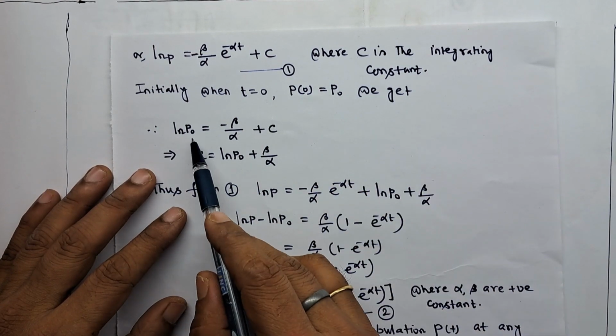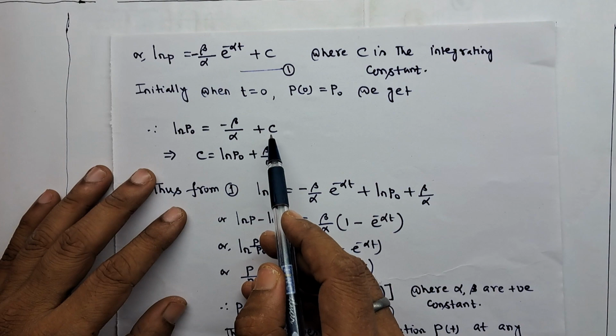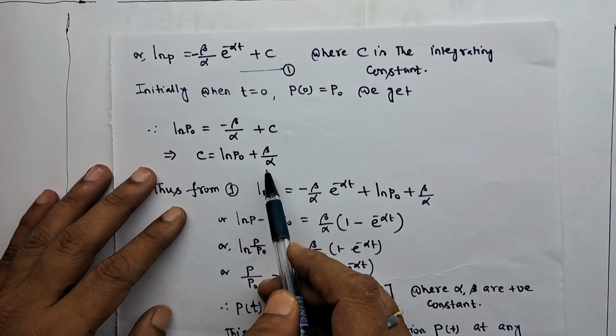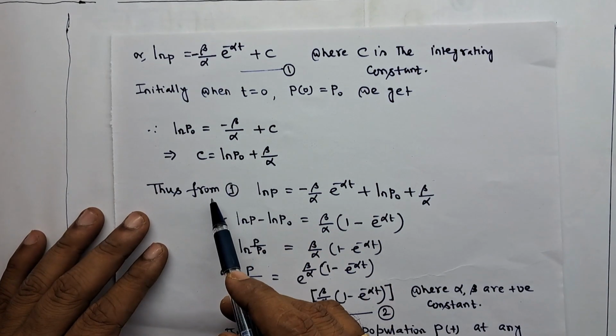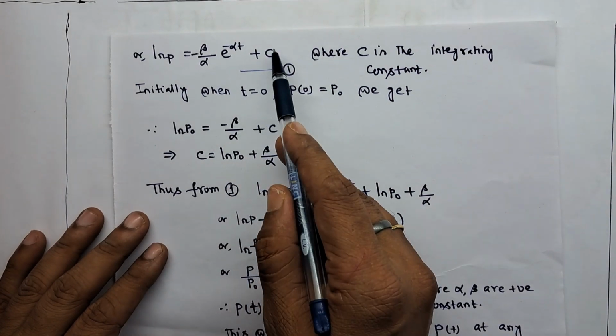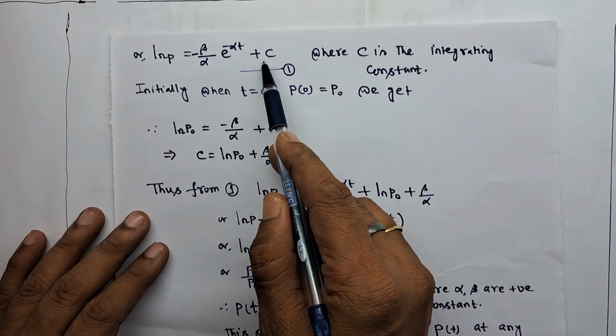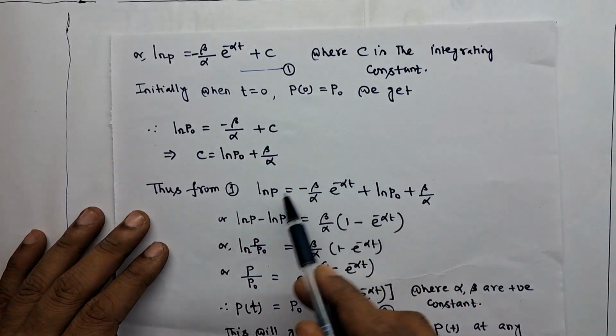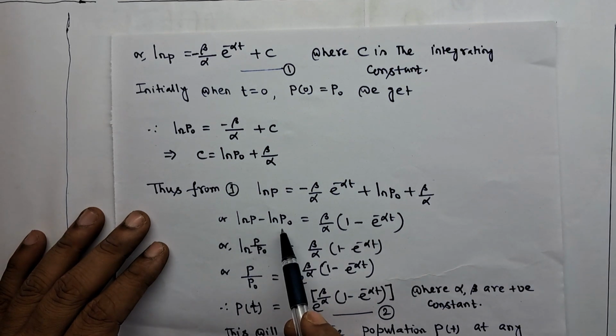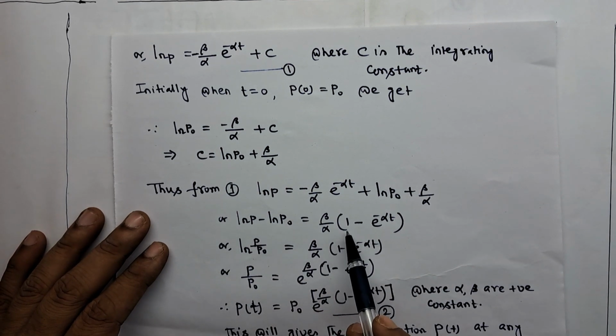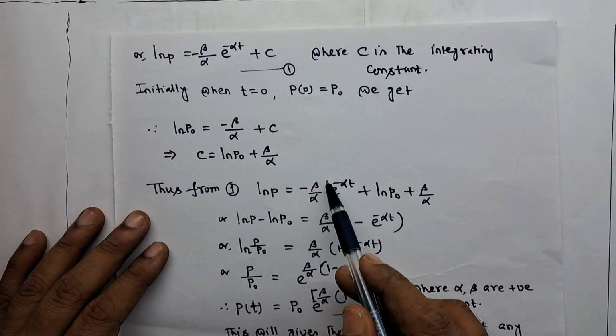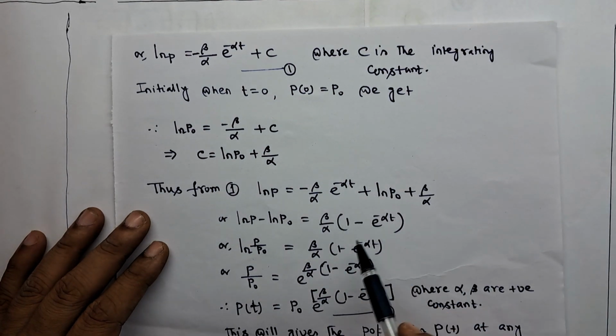We get ln P0 equals minus beta by alpha plus C. So C is ln P0 plus beta by alpha. Then from equation 1 we put the value of the integration constant C. So we get, after calculating, ln P minus ln P0 equals beta by alpha times (1 minus e to the power minus alpha t), taking beta by alpha common.